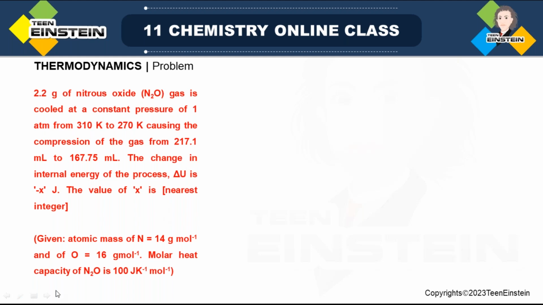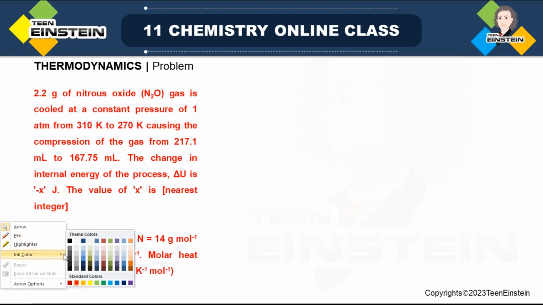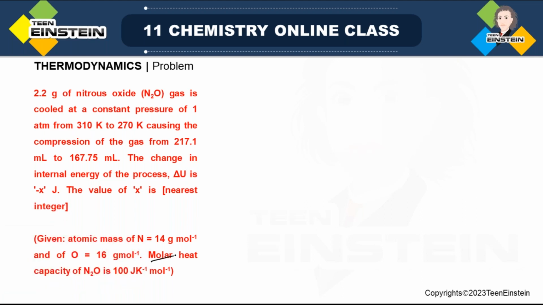Here we have the problem which is based on heat capacity we have to use. It is molar heat capacity, as you can see here. Fine. So 2.2 gram of nitrous oxide gas is cooled at constant pressure of 1 atmosphere from 310 Kelvin to 270 Kelvin. So this is the problem.